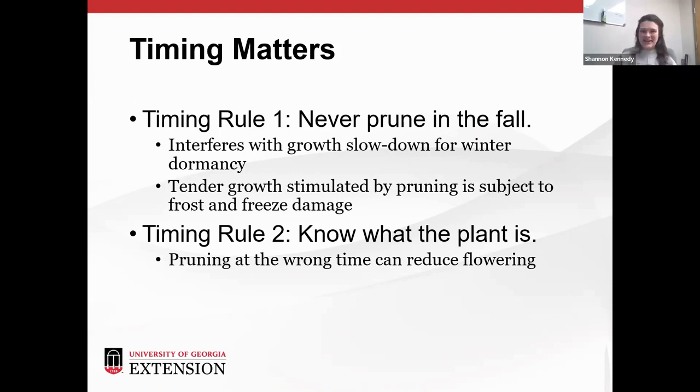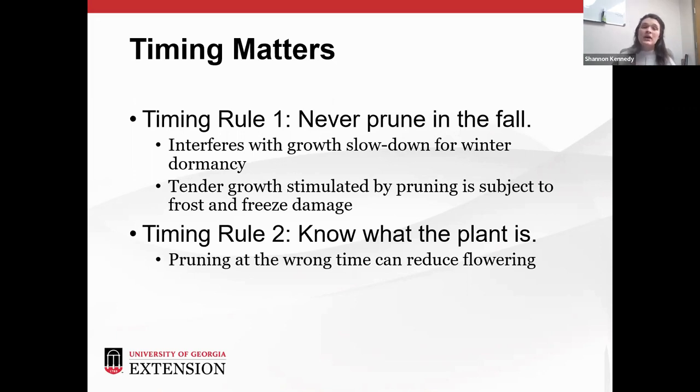The second timing rule is a pretty simple one. Know what plant you have. Sometimes this can take a little bit of research if you inherited a landscape instead of planting it all yourself. We can help you with that if you need it. But knowing what plant you have gives you a whole lot of insight, not only about pruning, it can tell you what types of pests you might see on that plant later on.